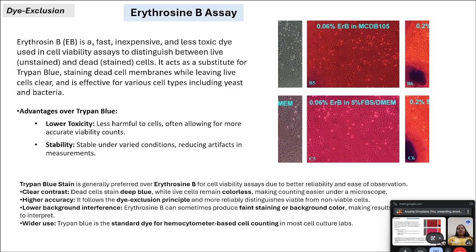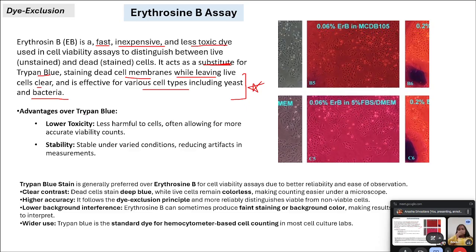Erythrosin B is a fast, inexpensive, comparatively cheap and less toxic dye used in cell viability assays to distinguish between live and dead cells. It acts as a substitute for trypan blue, staining dead cell membranes while leaving live cells clear, and is effective for various cell types including yeast and bacteria. Now, this one is very effective for yeast and bacteria as well, right?